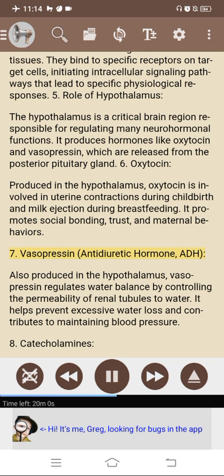7. Vasopressin, antidiuretic hormone, ADH. Also produced in the hypothalamus, vasopressin regulates water balance by controlling the permeability of renal tubules to water. It helps prevent excessive water loss and contributes to maintaining blood pressure.